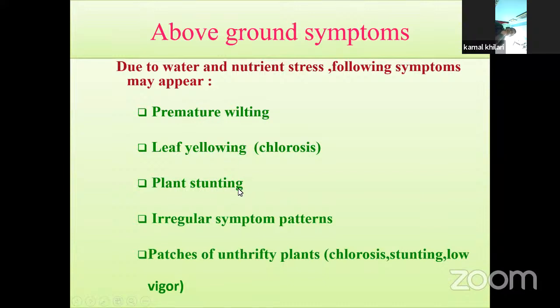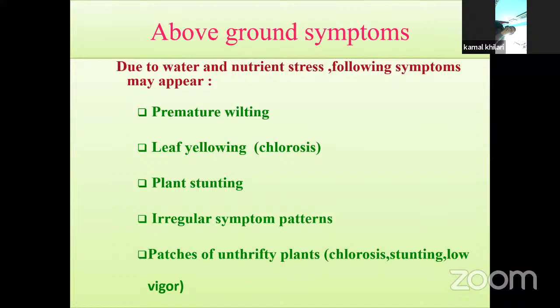Naturally, if there is an infestation of the nematode, there is a limitation of nutrients, so the plant may be dwarf. And then irregular symptoms: there may be an irregular pattern in the field. Somewhere there may be stunted plants, some may be normal plants, so there may be an irregular pattern in the field. And patches of unthrifty plants.